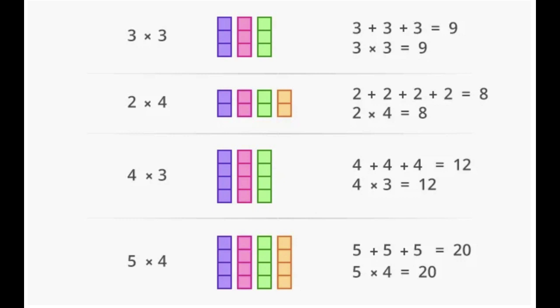And looking at the boxes, it's just counting all those boxes up together. So first row, there's 9 boxes. Second row, there's 8 boxes. Third row, there's 12 boxes. And then the fourth row, there's 20 boxes. So that's just kind of a basic overview of multiplication that you guys should already know. I'm just reviewing it so you guys can kind of get the gist of everything.